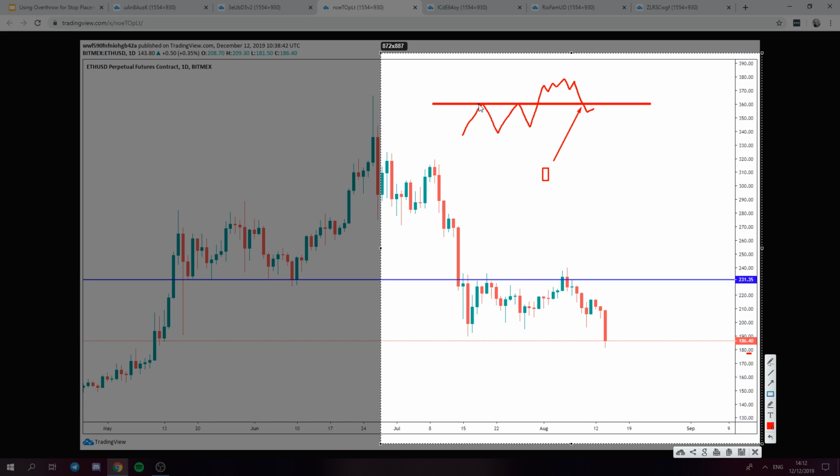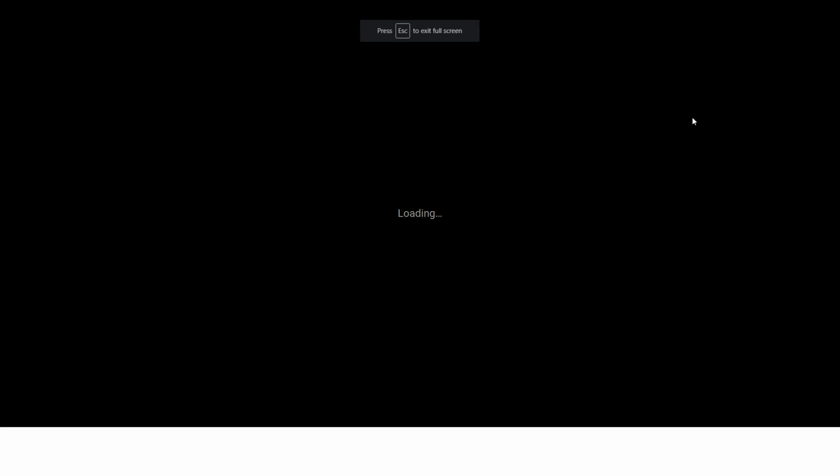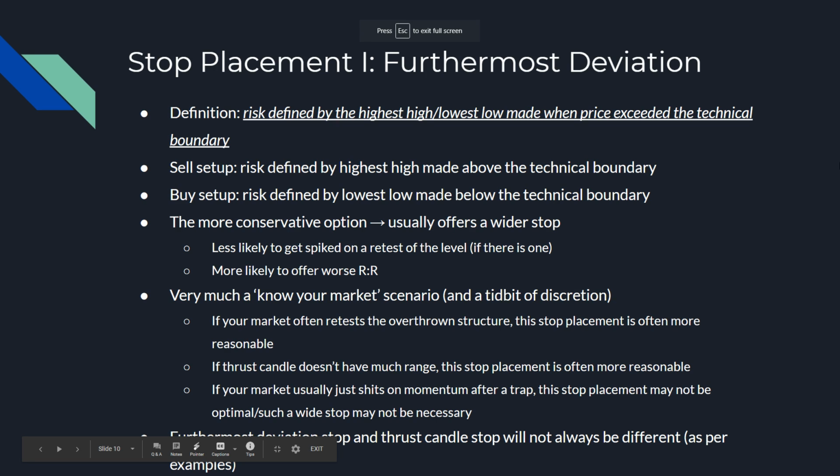If you're using a thrust candle stop, or looking to use a thrust candle stop, and the candle itself doesn't have much of a range, it ends up being so close to the level that you're selling that you've essentially put your stop loss for a short at a level of resistance, which you should never do, right? That's what that point means there. And obviously, if that is the case, if there's no impulsiveness or no range, or basically the thrust candle is in some other way inappropriate for stop placement, that's when furthermost deviation can be more useful.